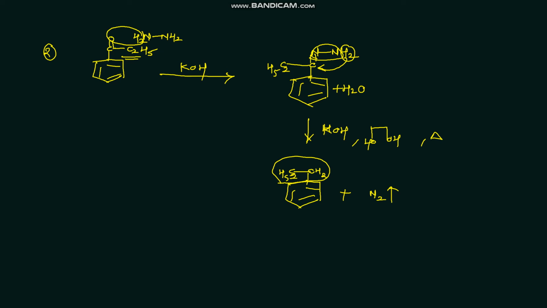What is the name of the compound? Here it is an alkyl substituted benzene. The name of the alkyl is propyl, so the compound is propyl benzene.